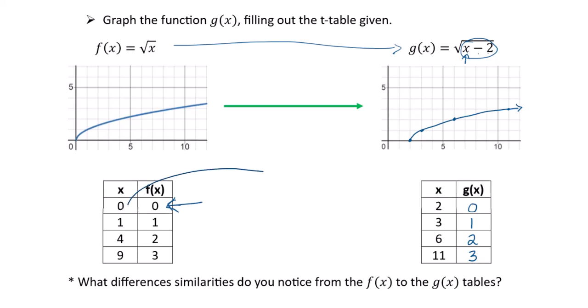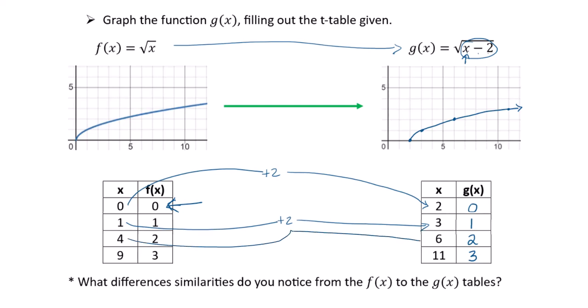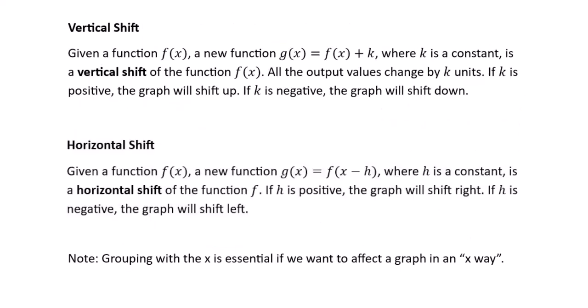You can see 0, we've added 2 to get 2. 1, we've added 2 to get 3. 4, we added 2 to get 6. 9, we added 2 to get 11. And that way we have the same output there. And I am trying to make it where I am taking the square root of perfect squares so you can graph these easily. The transformations we just studied are called shifts or translations.